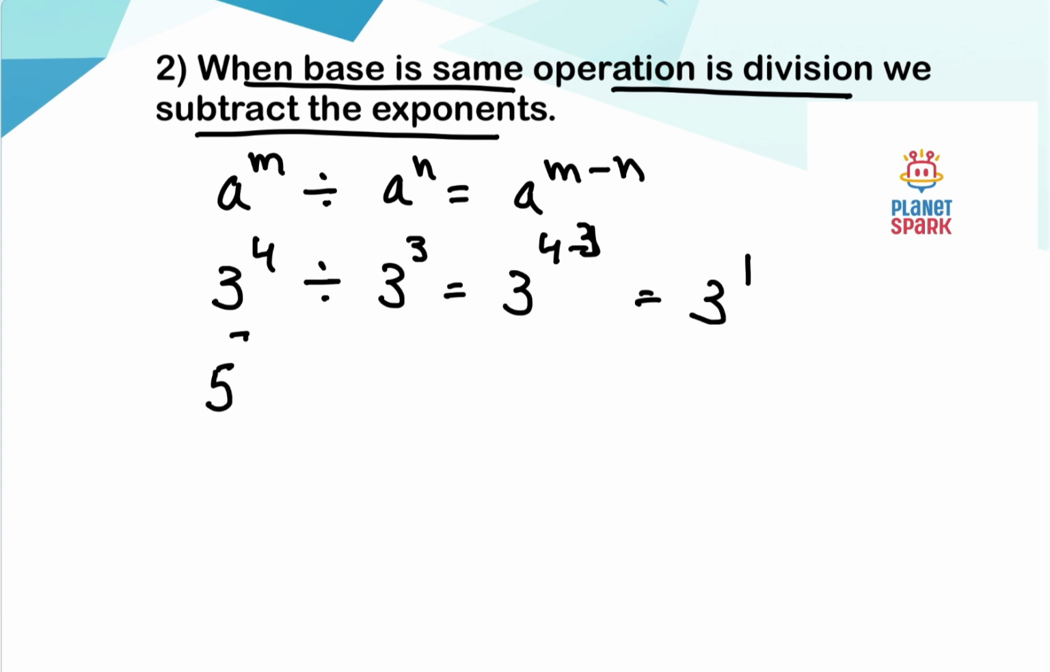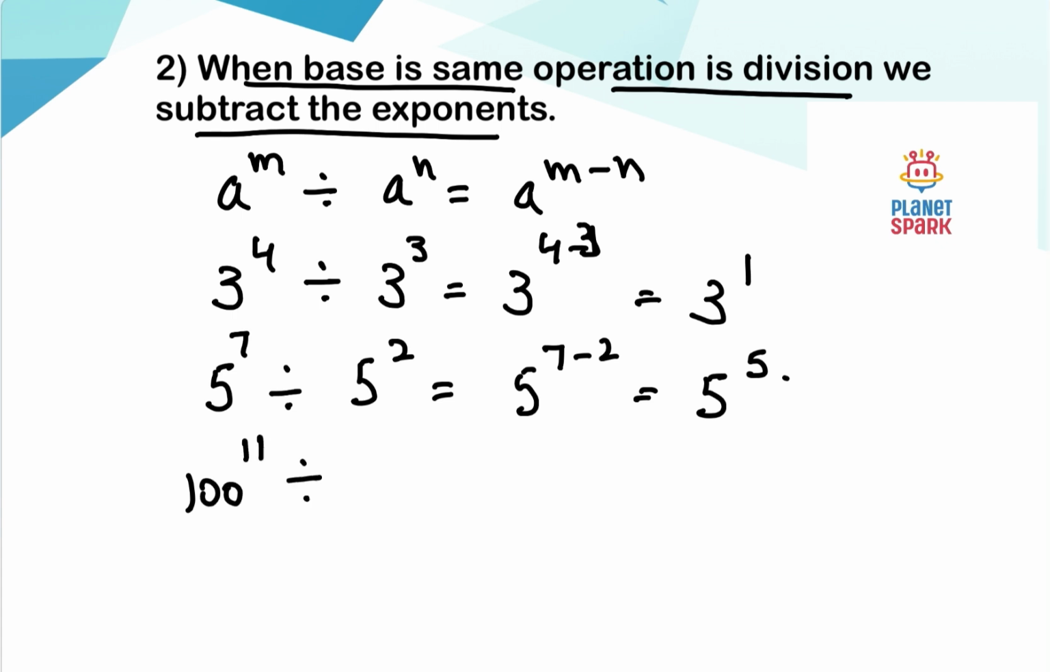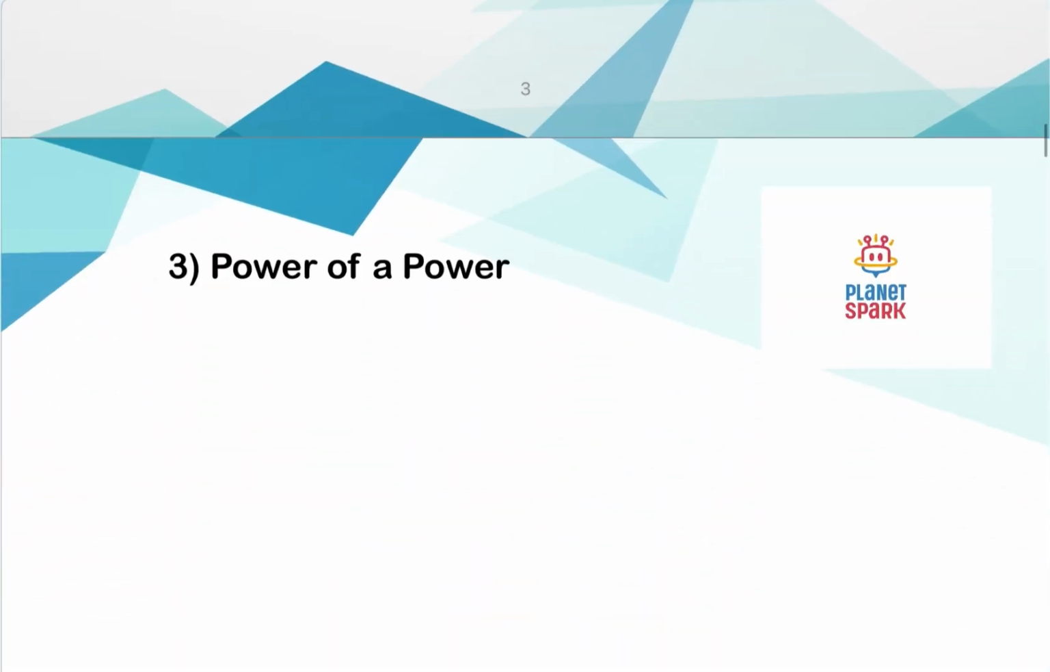Further, let's take one more example. 5 raised to the power 7 divided by 5 raised to the power 2. Base is the same, operation is division, powers would be subtracted. This will become 7 minus 2, that is 5 raised to the power 5. 100 raised to the power 11 divided by 100 raised to the power 5. Base is 100, operation is division, powers would be subtracted. 11 minus 5 gives 6, so 100 raised to the power 6.